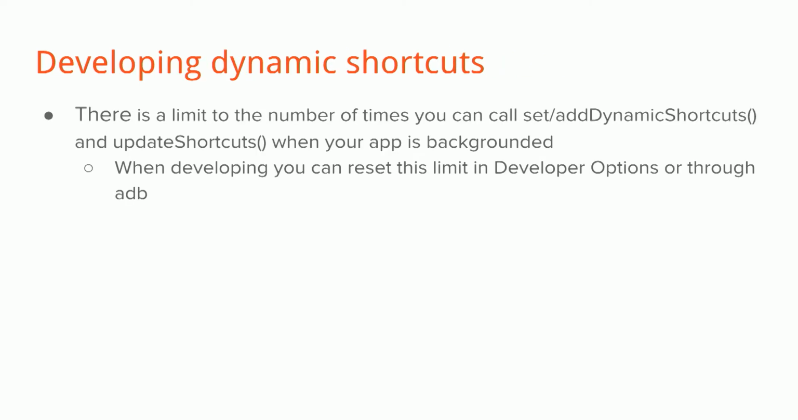The other thing to know is there is a limit to the number of times you can call set or add dynamic shortcuts and update shortcuts in the background. When it says your app is in the background, it means the user is not currently using it. They're probably in another part of the app or they're not using it at all. So when you're developing this, you might think, okay, I'm going to update this constantly, but it's going to stop updating at a certain point, and you're going to think your app is buggy, but it's actually just hitting this limit. So when you're developing, you can go into the developer options to turn off this limit, or you can reset it through ADB.